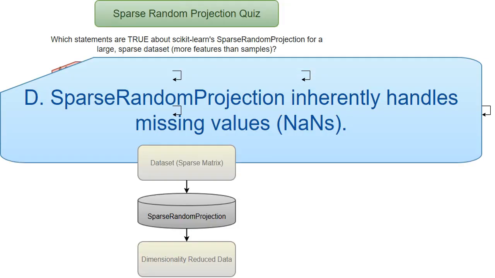This statement is incorrect. SparseRandomProjection doesn't automatically handle missing values, represented as NaN. You must pre-process the data to deal with them before using the technique. Think of it like trying to build a house with missing bricks. You can't build a whole house without them. Similarly, SparseRandomProjection needs complete data to function properly.